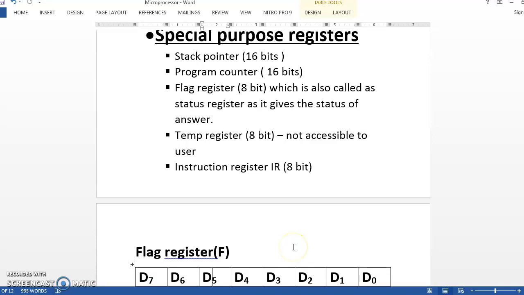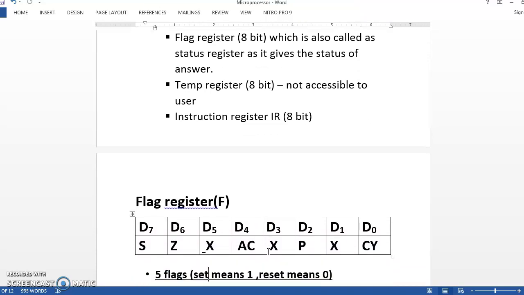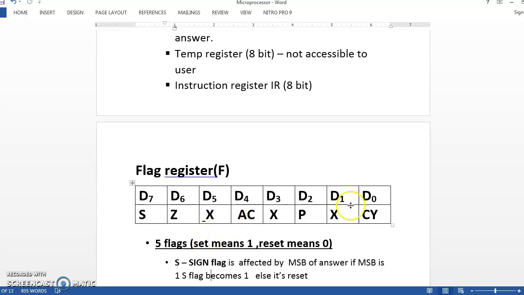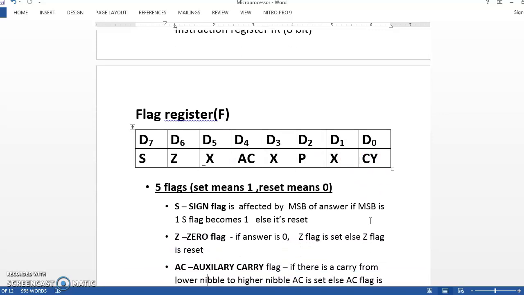Now we will see what a flag register is, as it is called the status register also. So it is an 8-bit register. If you take any 8-bit number, the LSB of the number we can say is D0. The MSB of the number you can say is D7. The sign, zero, auxiliary carry, parity and carry: these are the 5 flags which are used to give the status of the answer. Set means 1, reset means 0. When you say the flag is set, that bit will become 1. When you say the flag is reset, that bit will become 0.